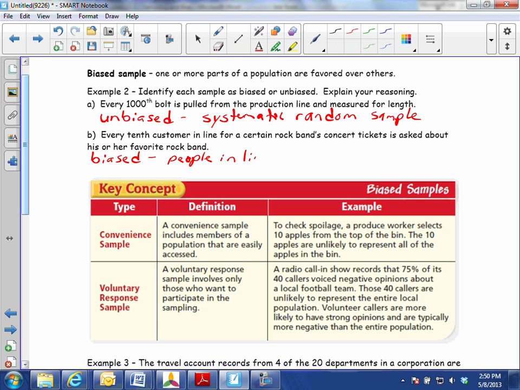People in line will probably hear the band giving the concert.